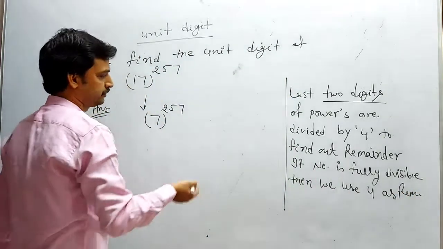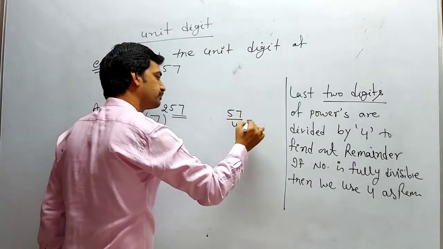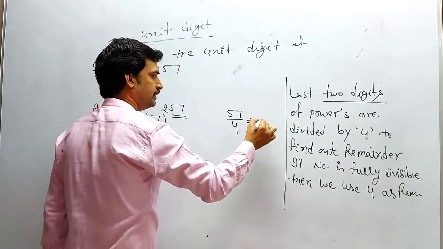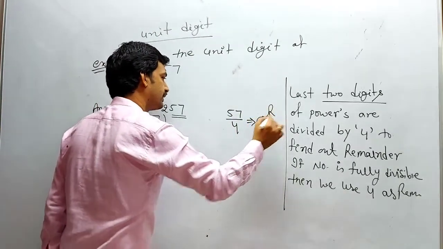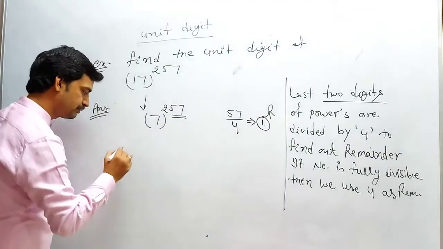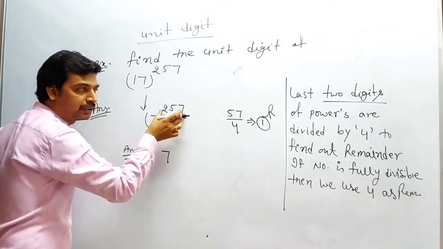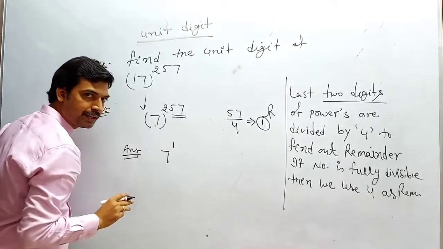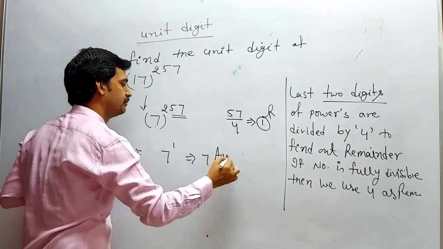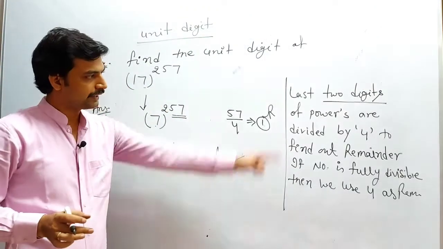Like, the last two digits are 57. What will we use? 57 by 4. 4 1s are 4, 1 remaining. 17 means 4 4s are 16. The remainder is 1. Always write it like this, right? So the remainder of the last two digits is 1. So the answer would be: the base is 7. The remainder we calculated from the power becomes the power again. 7 raised to 1 is equal to 7. That is your answer. I mean the unit digit of 17 raised to 257 is 7.